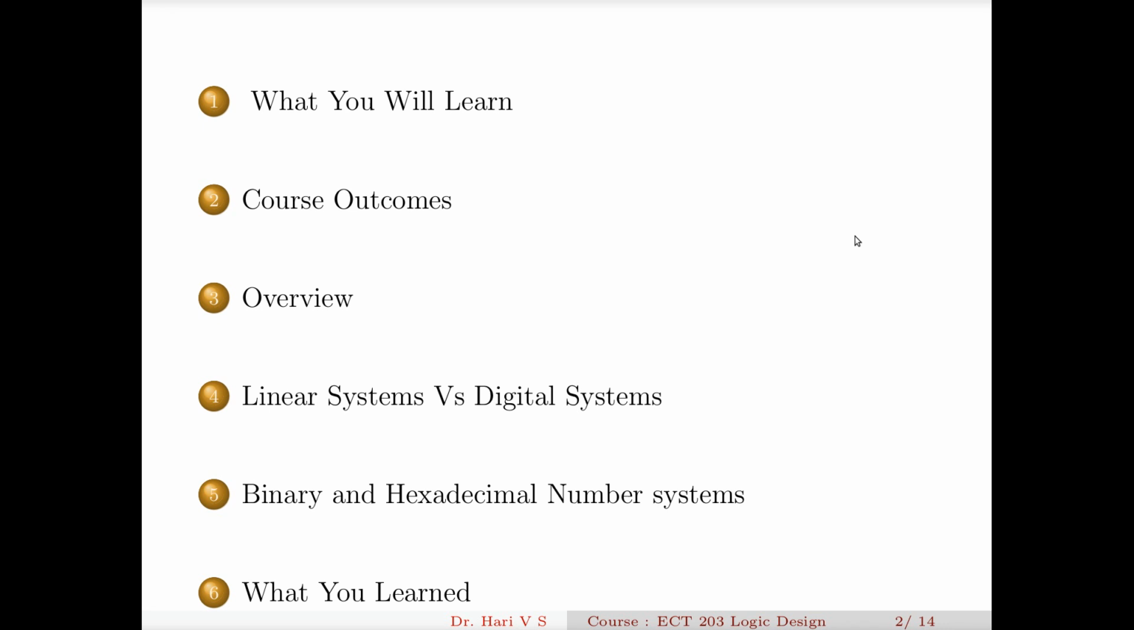So the presentation is organized as the learning outcomes from this hour, and the course outcomes in your syllabus, then the overview of this course, then about the linear systems and the digital systems, then binary and hexadecimal number systems, and a summary of what you learned.